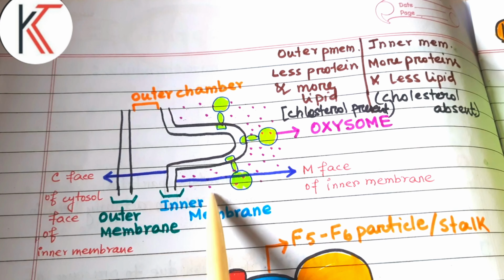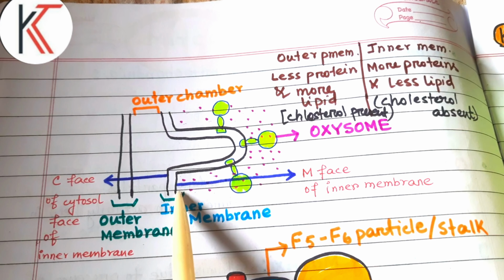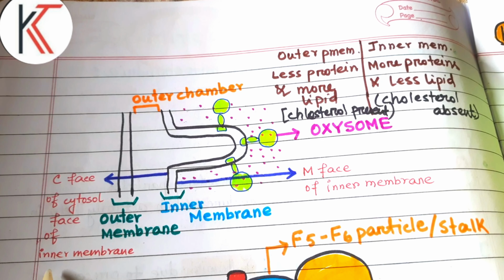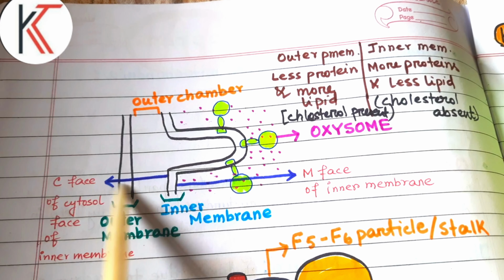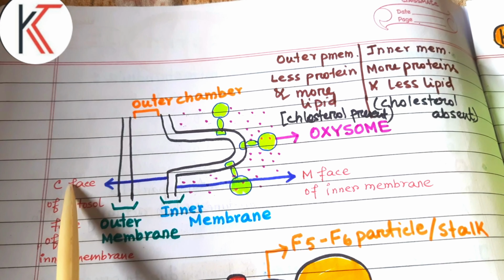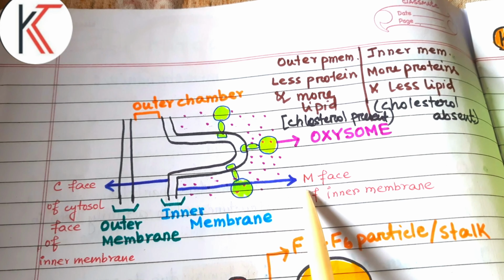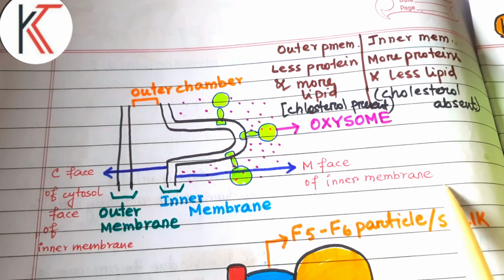This inner membrane is again divided into two membranous surfaces. One is the C phase, the cytosol side of the inner membrane, which faces towards the cytosol, that is why it is the C phase. The other faces towards the mitochondria, that is why it is known as the M phase of the inner membrane.